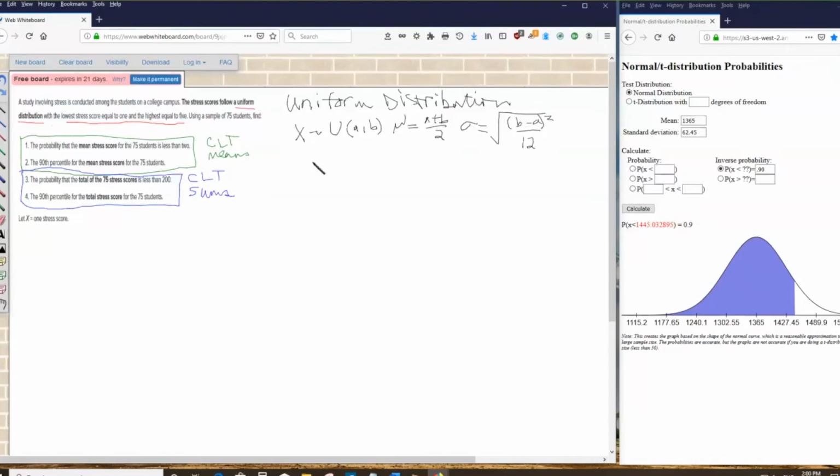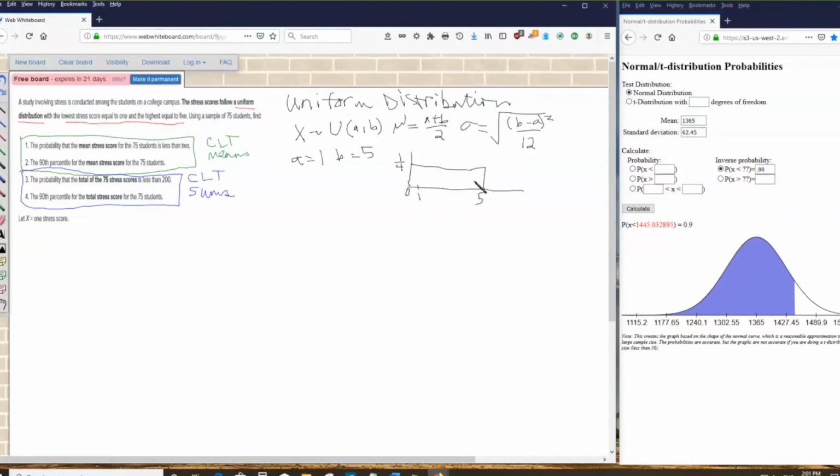They're giving us that A equals 1, because that's our lowest score, and our highest score is a 5. So remember, just as a refresher from Module 5, if this is 0, this is going to be 1, this is going to be 5, and the height is going to be 1 over 4 because it's 5 minus 1. So that's what our original distribution is going to look like.